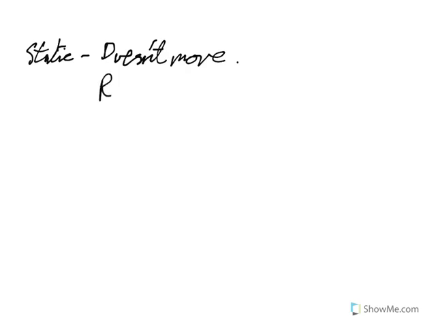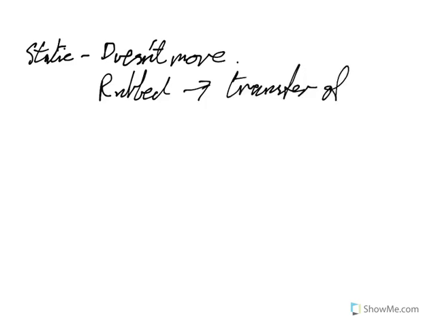How can things get charged? Well, we can get some static, meaning that it doesn't move, and we can get that when objects are rubbed. And so what you get there is a transfer of electrons.